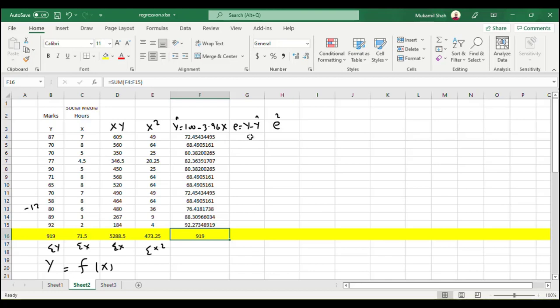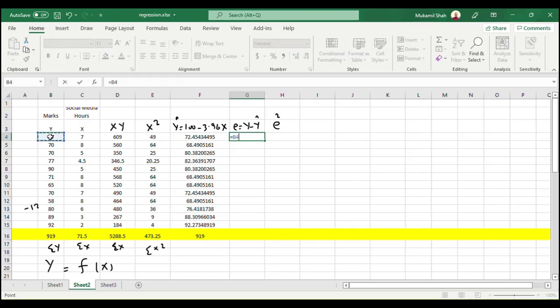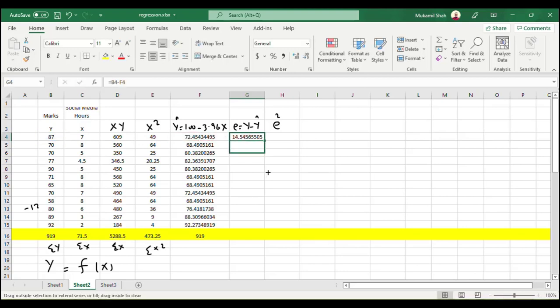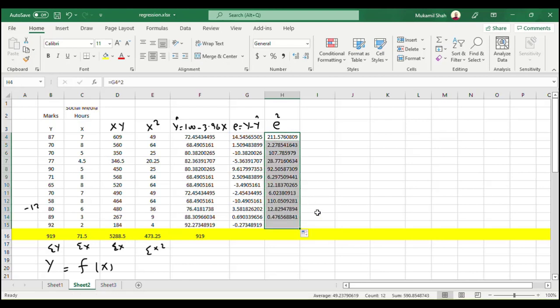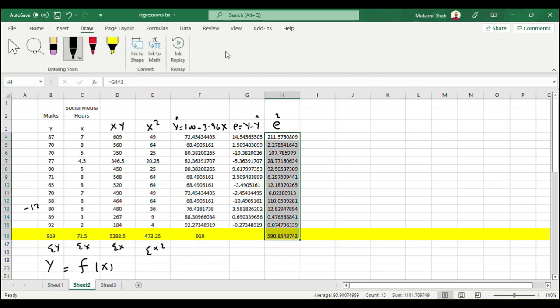Alright, now we need to calculate E, residuals, which is equal to current Y minus predicted Y, and similarly you can drag it, you will get E. Then you need to square it, which is equal to E to the power 2. If you drag it, this is E square, and if you sum it, you will get summation E square.